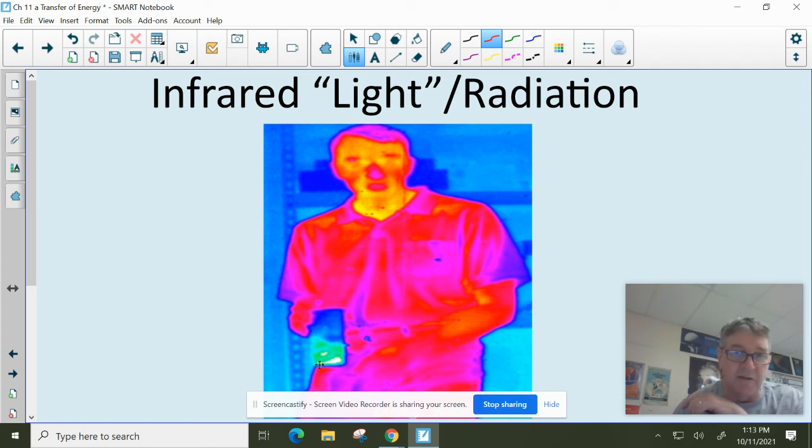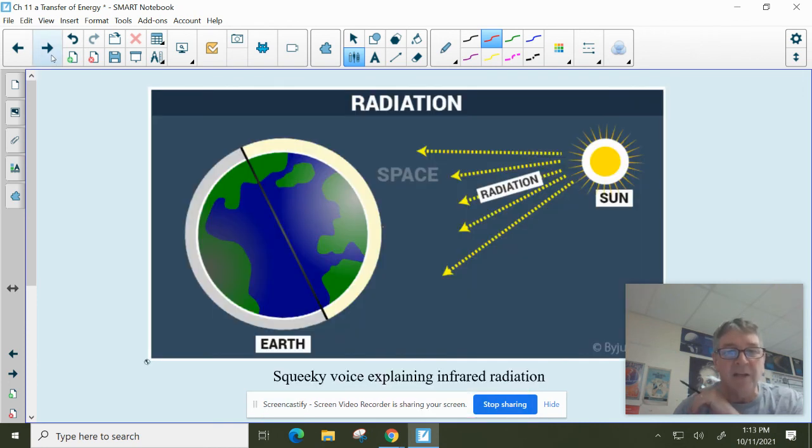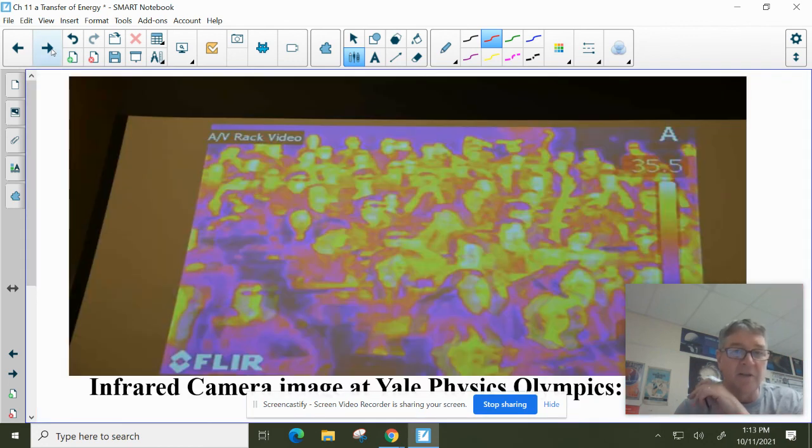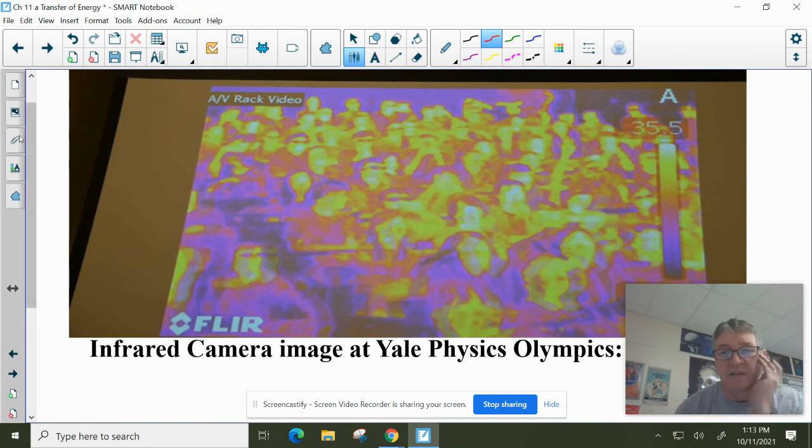So the question is, is this guy holding a Coke or a cup of coffee? No, it must be a Coke because it's cold. They assign a color signature to different temperatures. It's kind of cool how it works. So again, the sun sends energy to us via radiation, okay, not by conduction. This was at Yale. The Physics Olympics has been canceled.